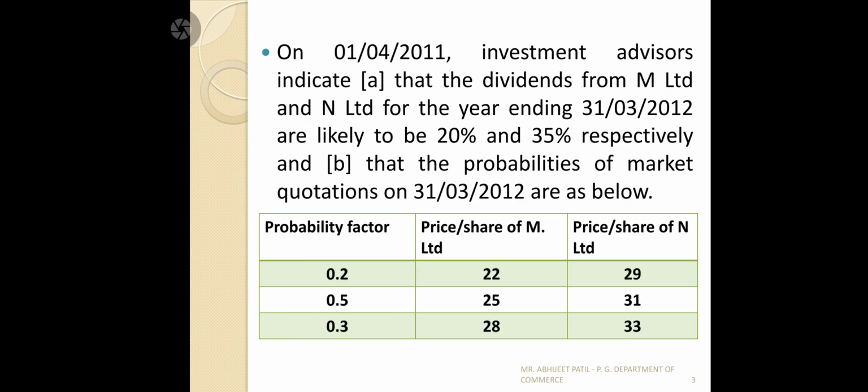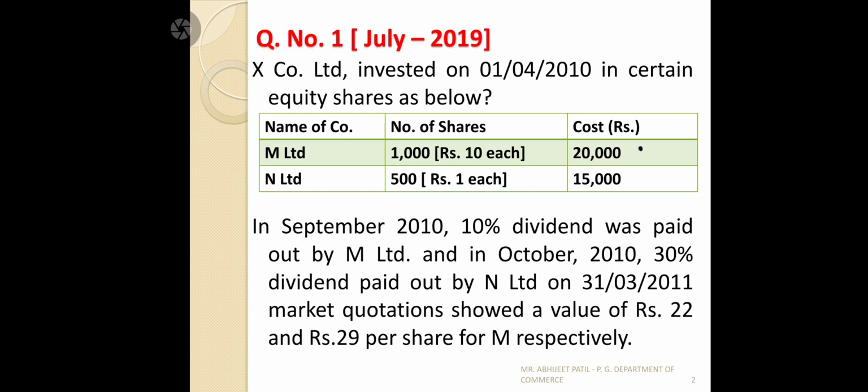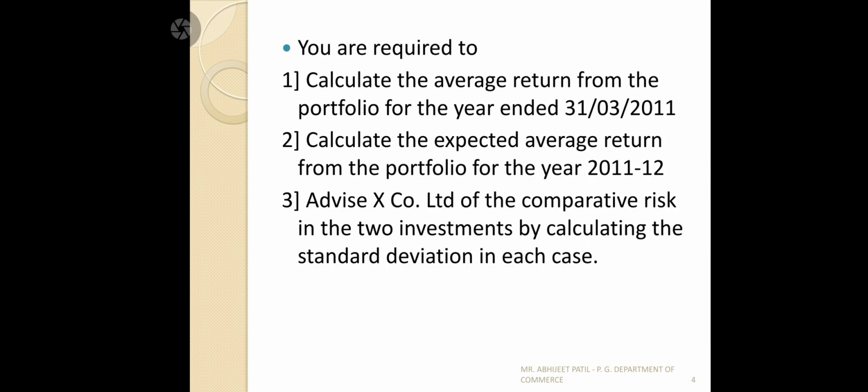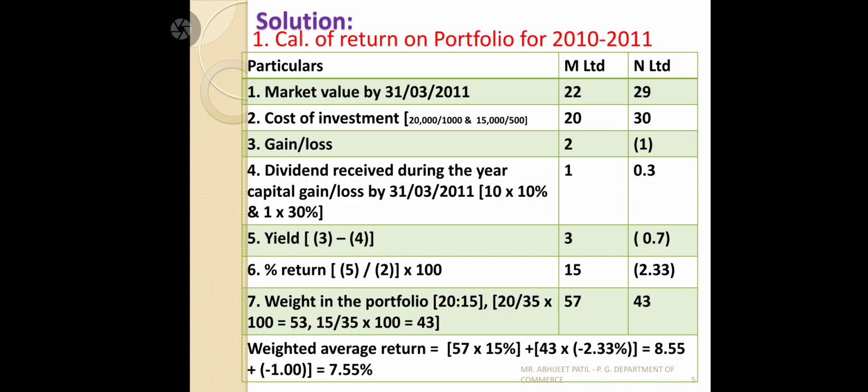See, for the weight purpose, we should check your cost of investment column. We invested 20,000 in M and 15,000 in N. So to find out the weight, we will cancel 3 zeros, leaving the ratio 20:15, which we take as the weight. Total of M and N comes to 20 plus 15, 35. So 20 divided by 35 into 100 will get 57% of weight in your M, and 15 divided by 35 into 100 will get 43.